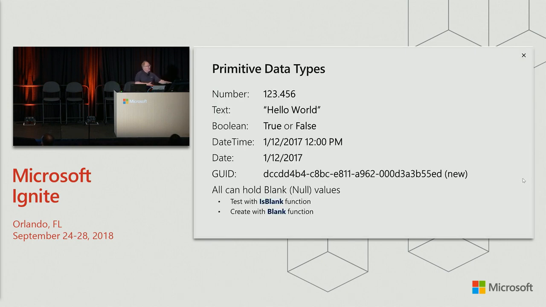I'll go quickly through this. I just want to do some background. There are primitive data types, more than you have in Excel. We introduced just recently a GUID data type because the Common Data Service for apps uses that as primary keys, and we want to make sure we could represent that well. So those are the basics you would expect.